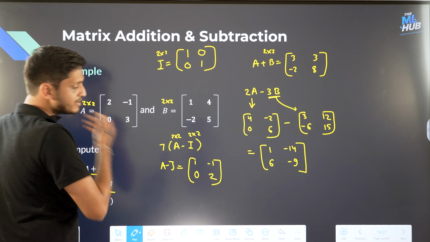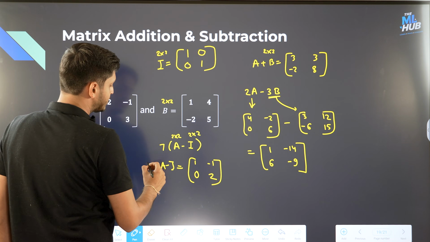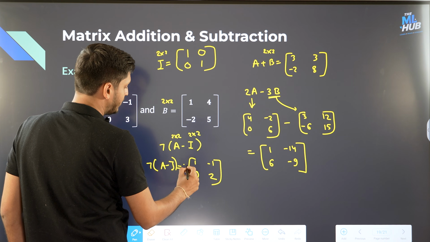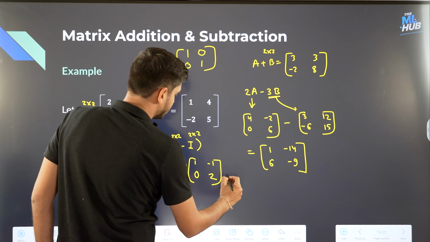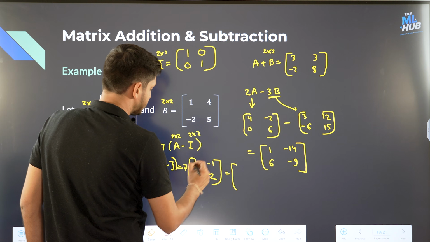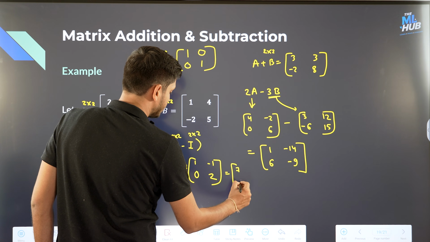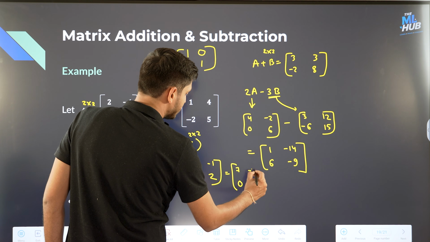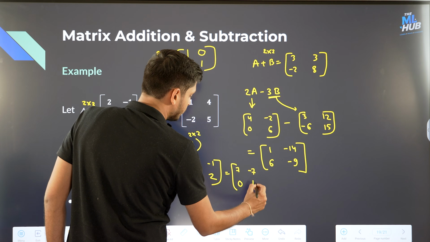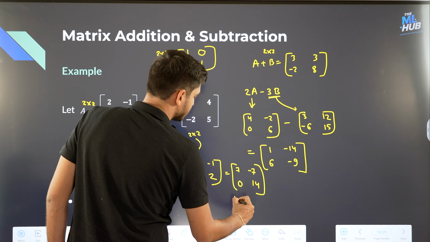This is A minus I, and hence you have to compute 7 times A minus I, which means 7 times this matrix. That is nothing but 7 ones are 7, 7 into 0 is 0, 7 into minus 1 is minus 7, and 7 into 2 is 14. This is the matrix. Okay, this is your answer.